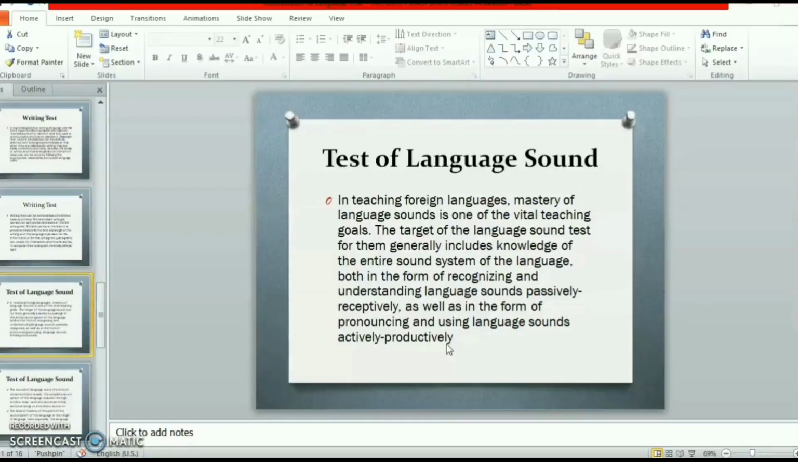In the listening test, students are required to recognize the language sound passively or receptively. So that's why listening refers to receptive skills. Meanwhile, the language sounds component is also measured in speaking tests in the form of pronouncing and using language sounds actively, productively. So that's why speaking refers to productive skills.